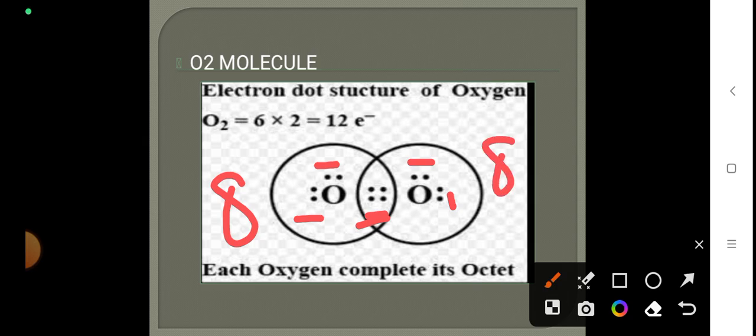So oxygen molecule is a diatomic molecule, and it is always having a double bond between two oxygen atoms. The first bond is always sigma and the second one is pi bond. So this is how we write the electron dot structure of oxygen.